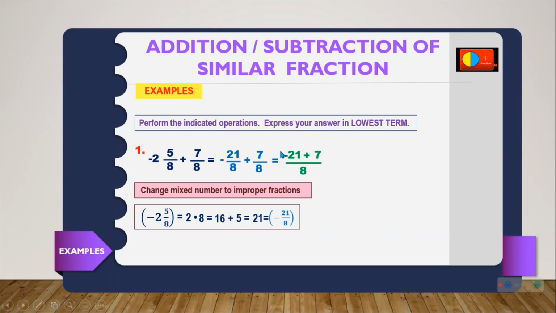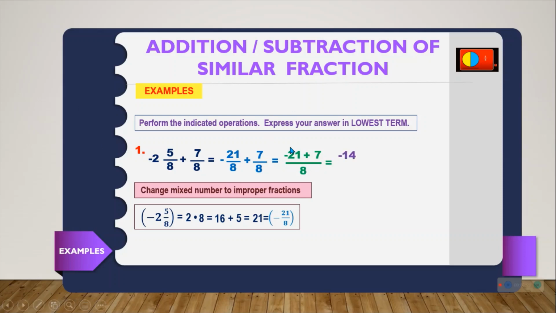So, here we will use the rules of addition of integers. When the signs are the same, we will add. When the signs are different, we will subtract. So, here, we have negative and positive. So, they have different signs. So, what we will do is subtract. So, 21 minus 7 is equal to 14.